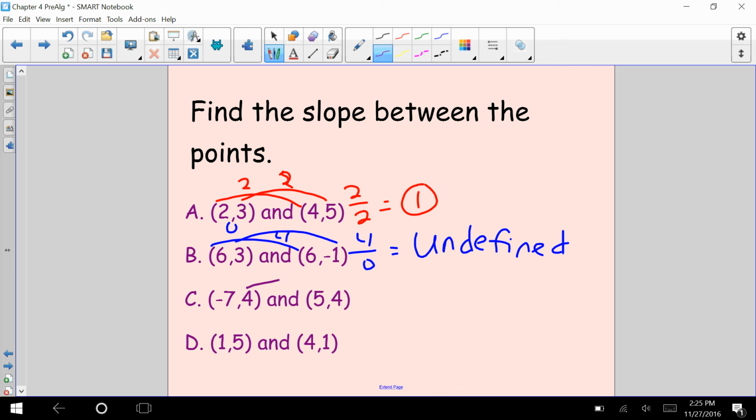For the third one, 4 minus 4 is 0. 5 minus negative 7 is 12. So I have 0 over 12. 0 divided by anything is just 0. We'll talk more about 0 slopes in the next section too. And then here we have 1 minus 5, which will be negative 4. And 4 minus 1, which is 3. So I have negative 4 over 3 is our slope.